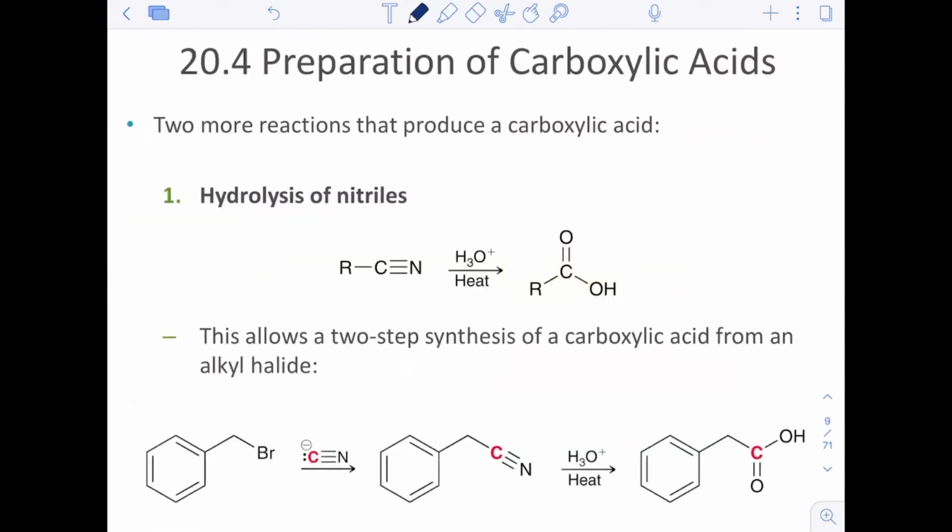We also saw hydrolysis of nitriles last chapter. This hydrolysis of nitriles, taking the carbon triple bonded to the nitrogen, adding H3O+ and heat to make a carboxylic acid, is a great way to add on the carbon, right? It's a synthetic step we used last chapter to increase the number of carbons in our molecule.